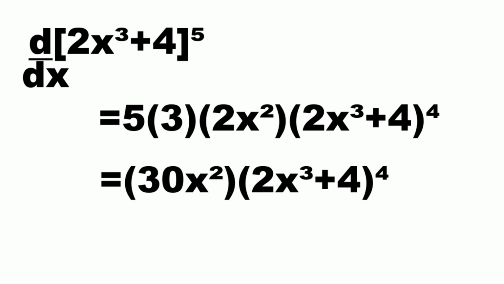We just first need to know that quantity 2x cubed plus 4 to the power of 5 is the outer function, while 2x cubed plus 4 is the inner function. To differentiate using the chain rule, we just need to know what is the outer function and the inner function.